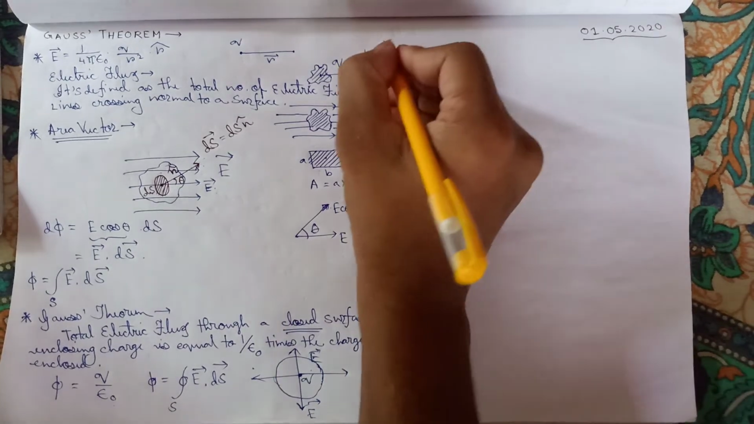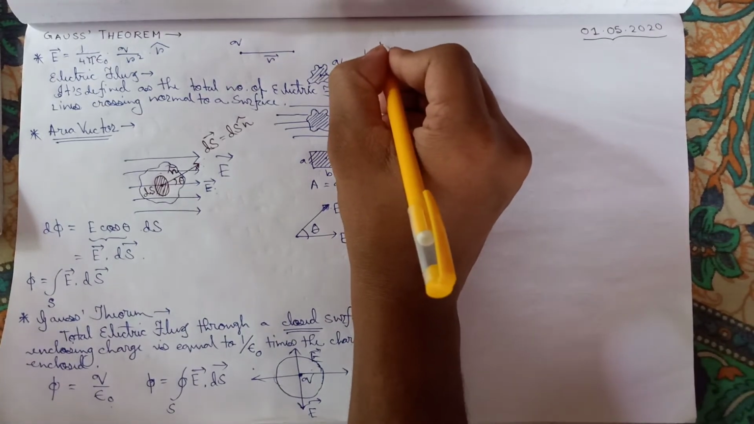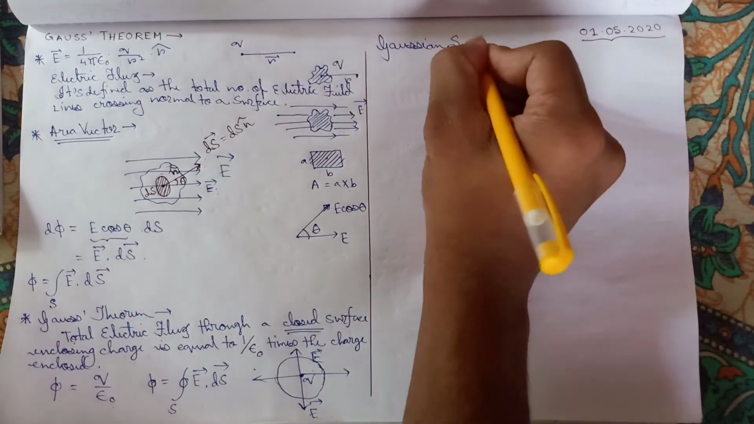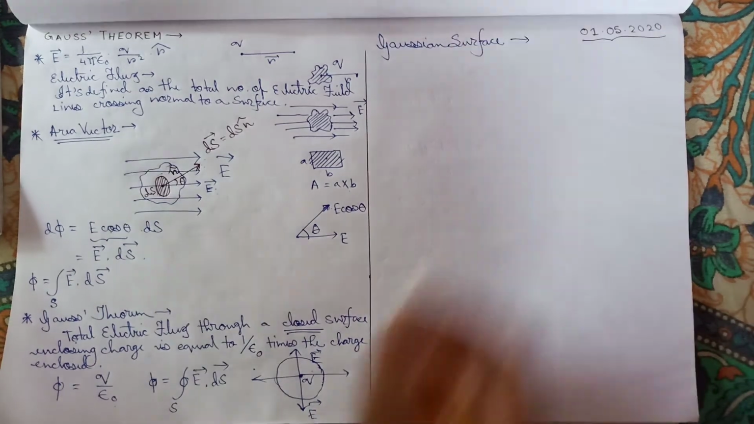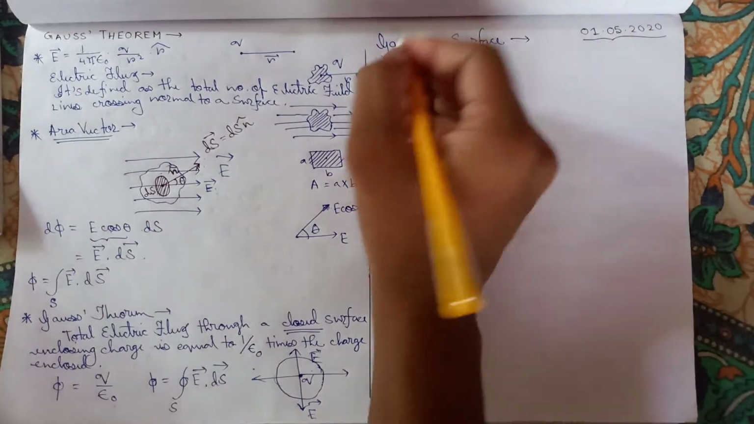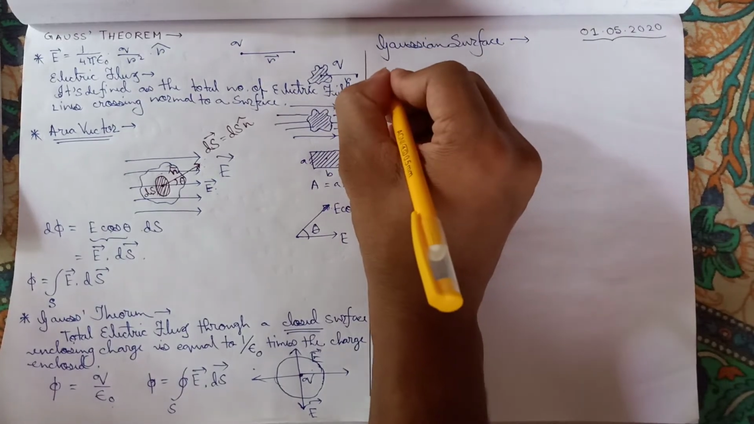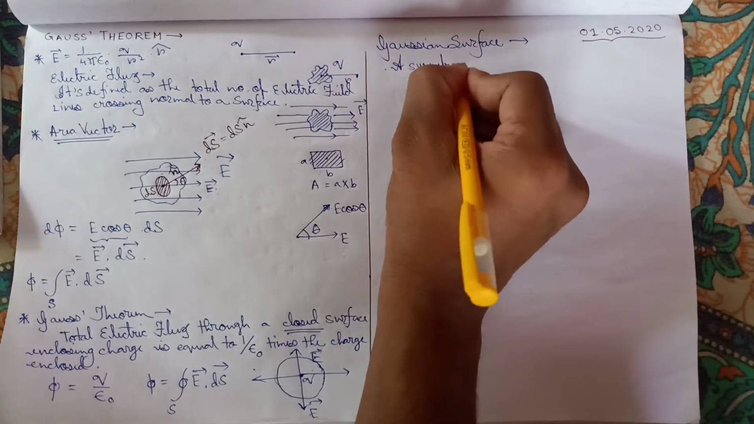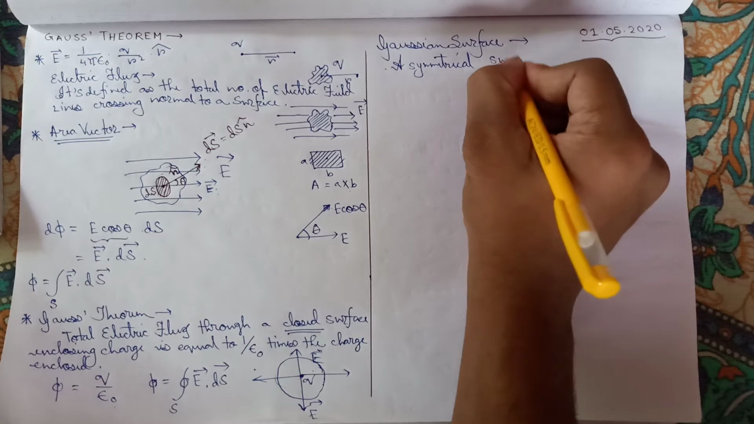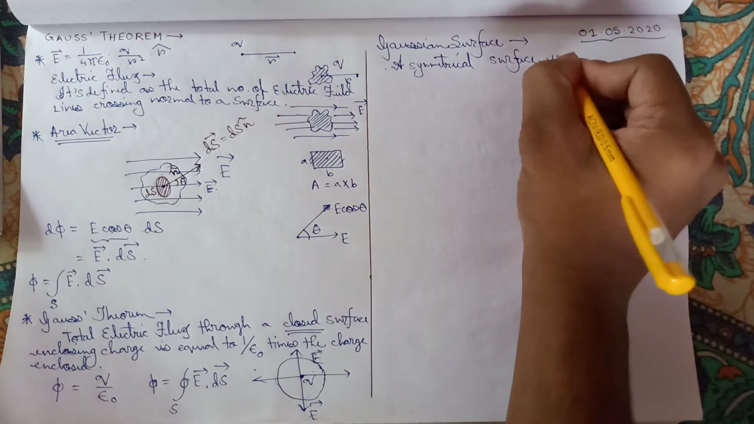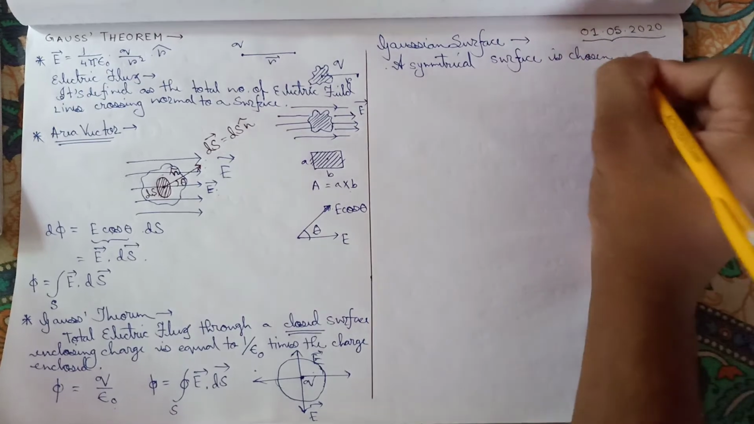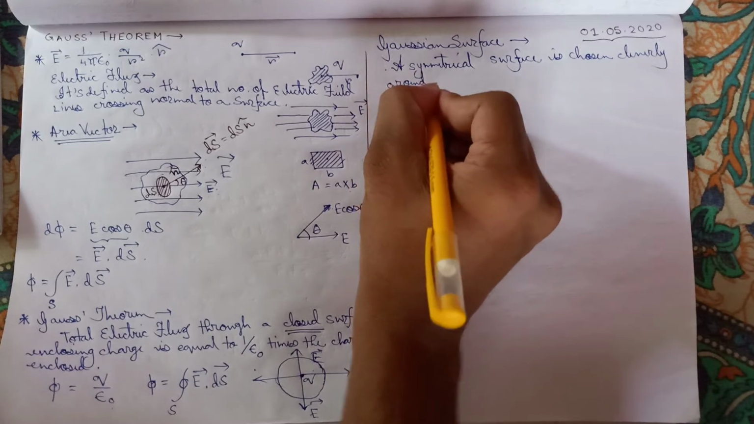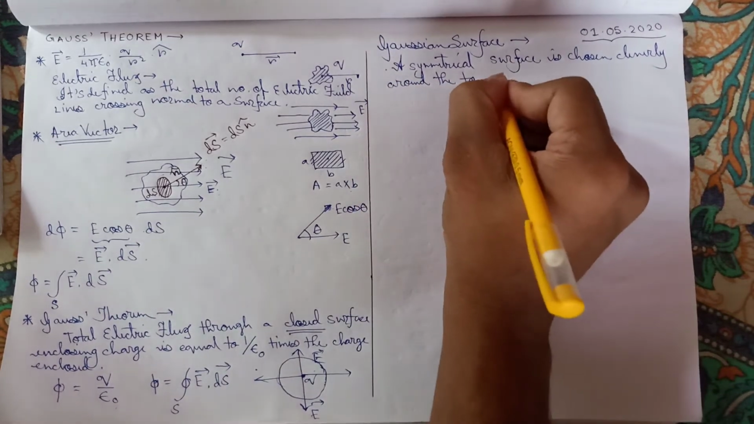Gauss theorem is only applicable for a closed surface. Actually, we call it a Gaussian surface. Gaussian surface, that is also an important point for the application purpose. We generally consider it as a symmetrical surface, a symmetrical surface which is chosen cleverly around the charge to apply the Gauss law.